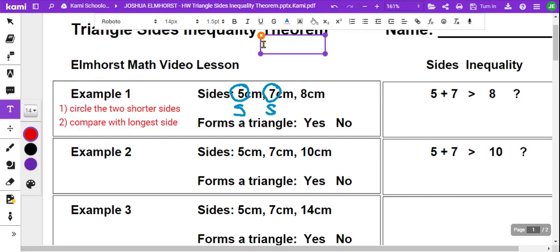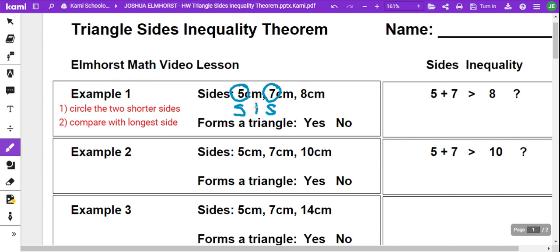And then you're going to add the two shorter sides, and then you're going to compare it with the longest side to see if it is true. So if we add up 5 and 7, we get 12. And using the inequality comparison, short side plus short side, is it greater than the long side? And if it is, then it will form a triangle. So 5 and 7 will form a triangle with 8. 5, 7, and 8. So this is true, and yes, it will form a triangle.